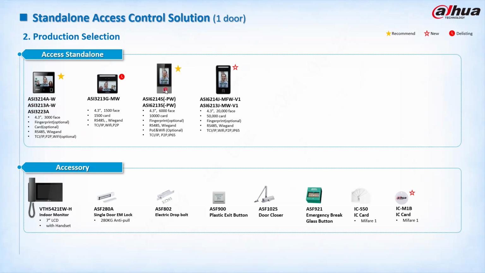These other devices, for example this 6214S PW and 6213S PW, support up to a maximum of 10,000 cards. Some have fingerprint, while some do not come with the fingerprint function. For communication, they support RS-485 and the WiGAN protocol. This is a PoE-enabled device, and again supports wireless. General communication works with TCP/IP and P2P protocols, and the device has better ingress protection against dust and water.